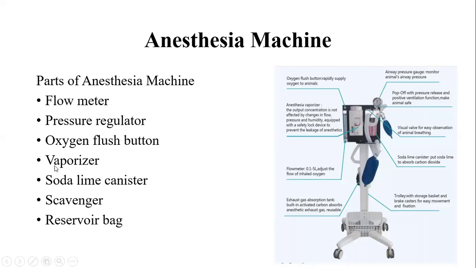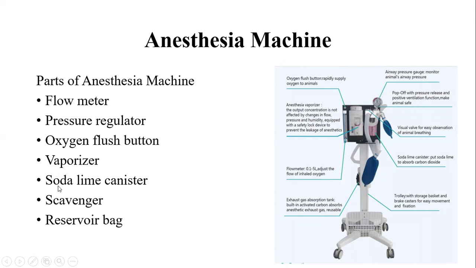Then there is a vaporizer. This basically converts the liquid anesthetic agents into vapors, because the anesthesia machine puts the anesthetic agent into the lungs. If you put the anesthetic agent in liquid form, it will cause aspiration pneumonia. That's why first you have to convert the anesthetic agent, isoflurane, desflurane, enflurane, into vapors. Then you can provide it to the animal. This function is performed by the vaporizer.